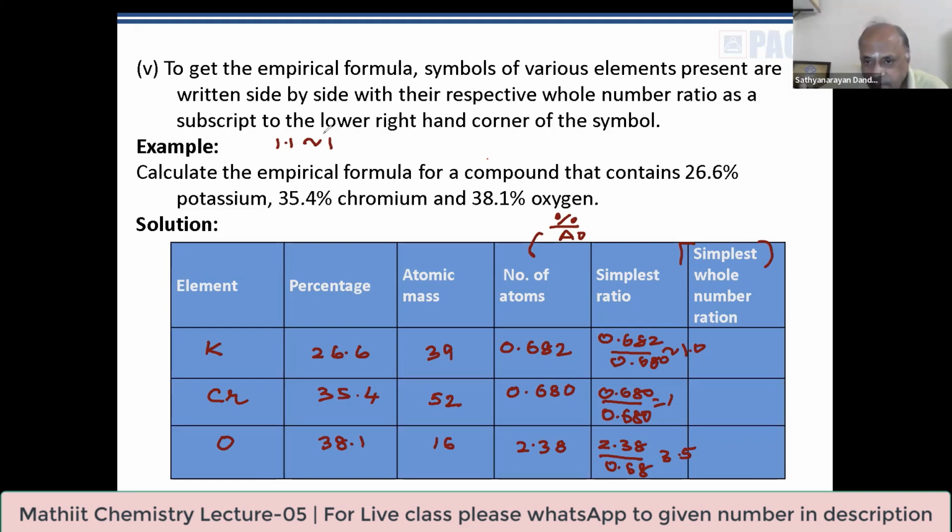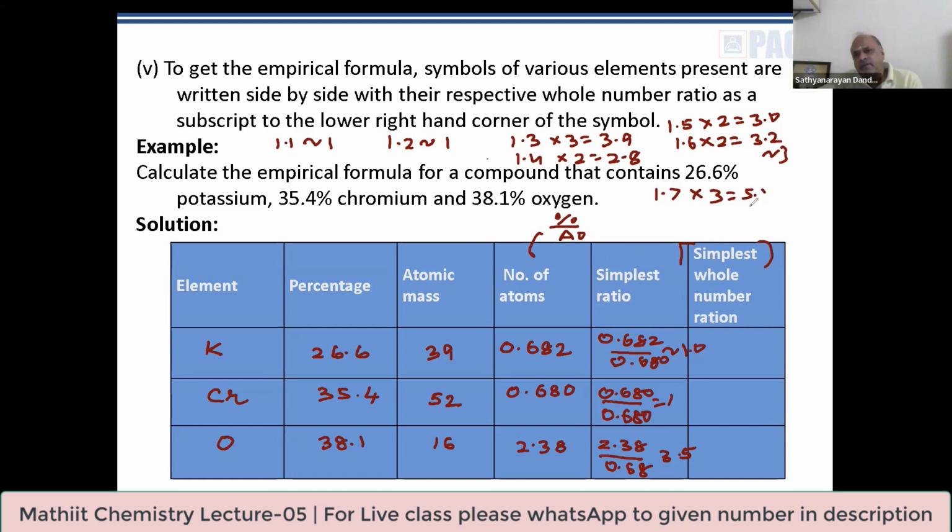Another one. 1.2 is equal to 1. If it is 1.3, multiply by 3, giving 3.9, then everything has to be multiplied by 3. 1.4, then multiply by 2, equal to 2.8. If it is 1.5, multiply by 2, equal to 3. If it is 1.6, multiply by 2, equal to 3.2, approximately equal to 3. 1.7 multiplied by 3 is 5.1, approximately equal to 5. Or another one, 1.8 is approximately equal to 2. This is also equal to 2.